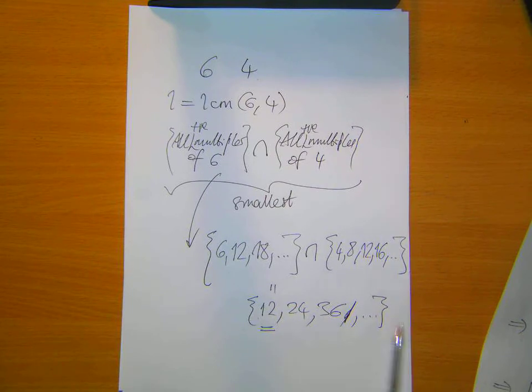Everything on this list is a multiple of 12. 12 is the smallest one. Is that okay? Yolanda, is that? So, as I say, one or two others might want to do a bit of revision on lowest common multiple.